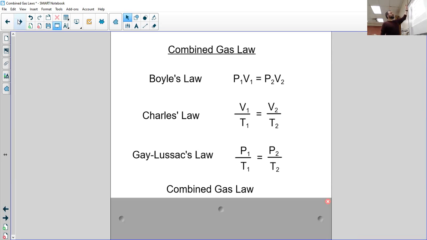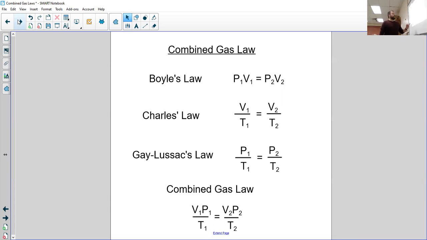We're going to combine those with the combined gas law. So we're going to put those all in the same equation. We have P1 V1 over T1 equals P2 V2 over T2. So we're going to relate pressure, volume, and temperature as opposed to just a pair of each of those.